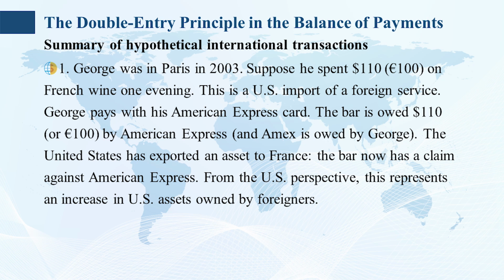The bar is owed $110 or €100 by American Express, and AMEX is owed by George. The United States has exported an asset to France. The bar now has a claim against American Express. From the U.S. perspective, this represents an increase in U.S. assets owed by foreigners. The double entry in the U.S. BOP appears in the current account and the financial account.